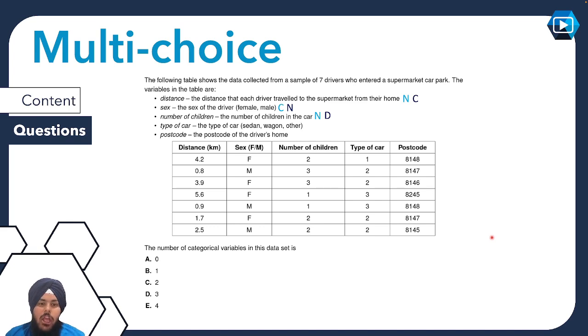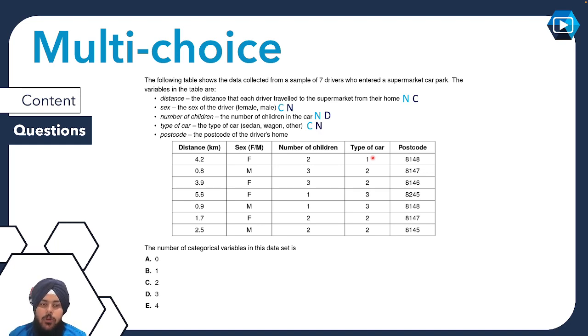Next, the type of car. In this case, the type of car is again a category: sedan, wagon, or other. So it will be a categorical variable. Although the data has been represented for the type of car as 1, 2, and 3, the 1, 2, and 3 actually code for sedan, wagon, and other. So it's still a category. The numbers don't really represent anything, so it is still going to be a categorical variable. Also, since there's no associated order, because a sedan and a wagon cannot be ordered in a particular way, it will be a nominal variable.